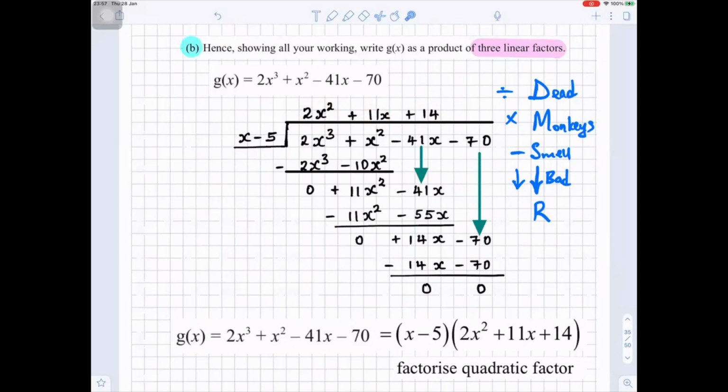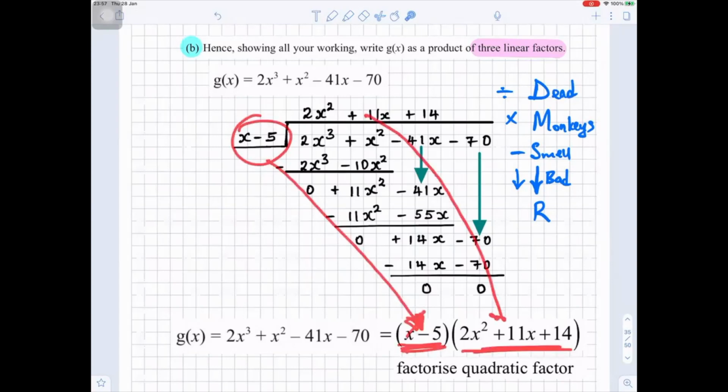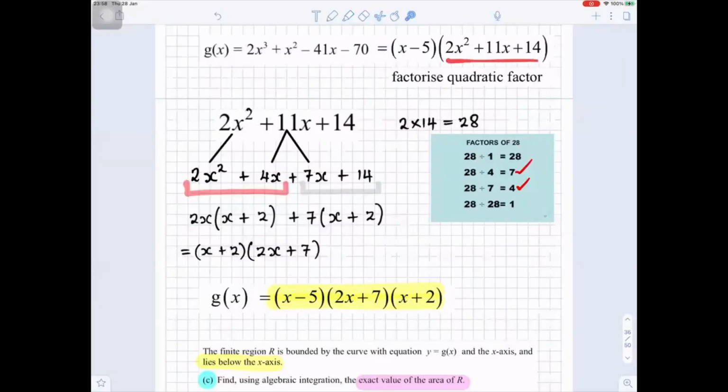So now you can write g of x as x minus 5 times that. So that's x minus 5, the divisor, and that's your answer, the quotient. Now we need to factorize this quadratic, 2x squared plus 11x plus 14.